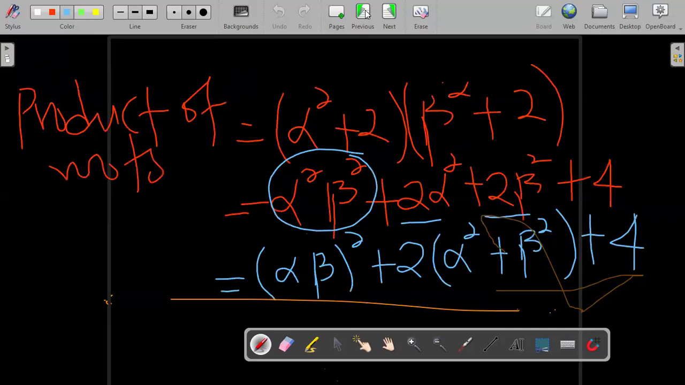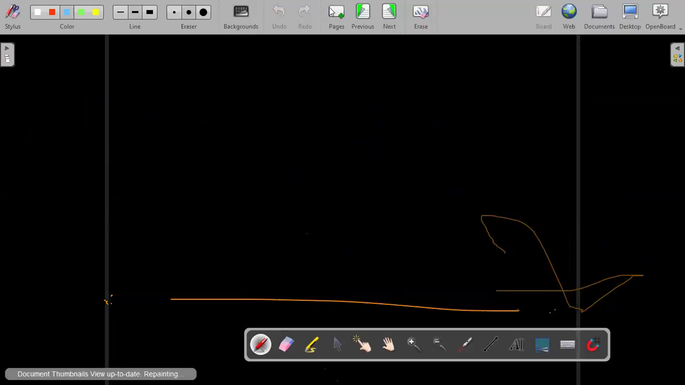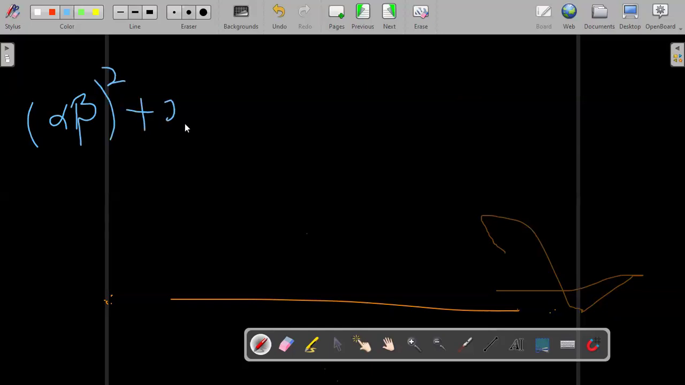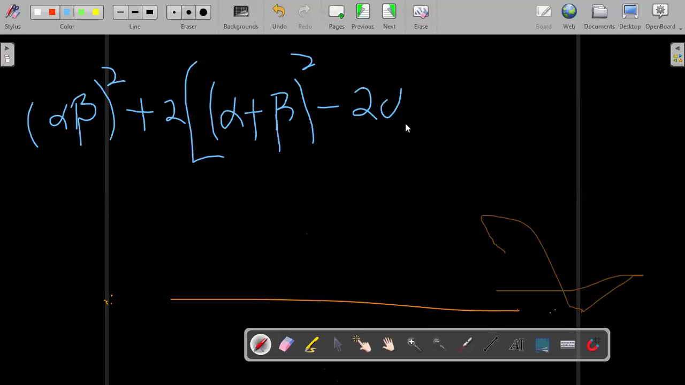Okay, this is where we are now. So my alpha squared plus beta squared, I will replace it with that expression. If that should happen, I will have (alpha beta) all squared plus 2 into (alpha plus beta) all squared minus 2 alpha beta, bracket close, plus 4. So now I can substitute my values that I've gotten for alpha beta and alpha plus beta.